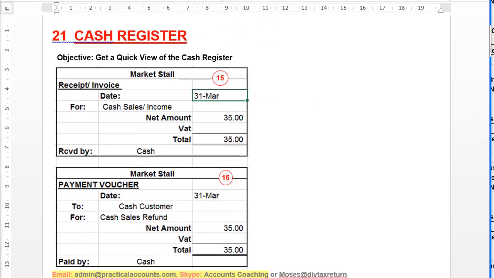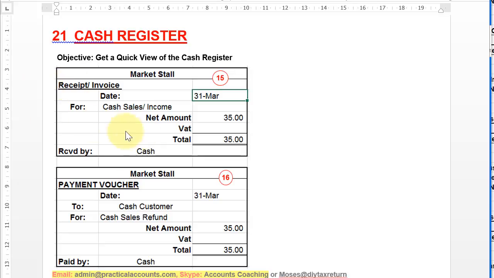In this session, we look at the cash register. This is a facility in the app that enables us to see the cash that has come in and gone out of the business on a daily basis. Apparently, this is a copy of the cash account, and the only difference is that it displays transactions on a day-by-day basis.